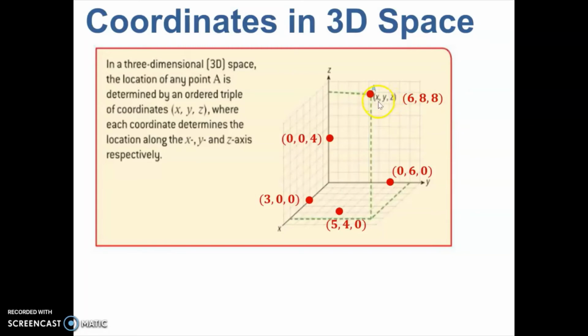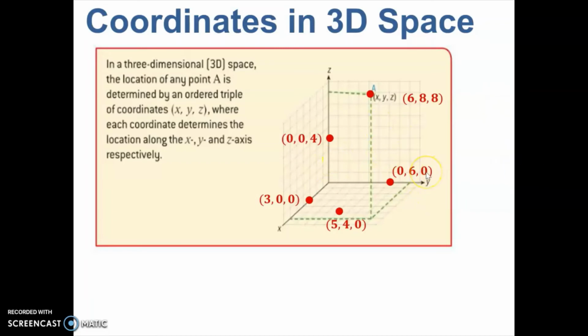Let's double check that one. To get to this point, it shows us that point is hovering above this point on the floor here. So we got 6 units on the x-axis, then 8 units on the y-axis, and then we went up, and you can count how far it went up from here, and that's 8 units up on the z-axis. There's our coordinate.